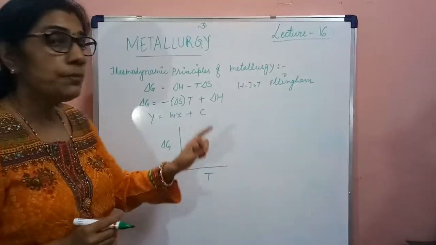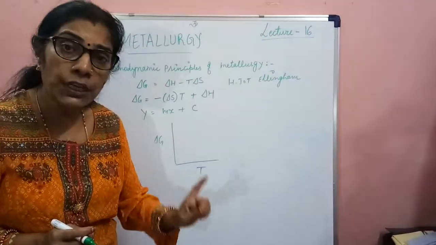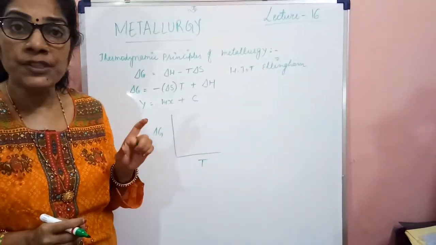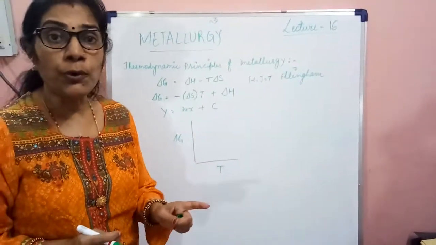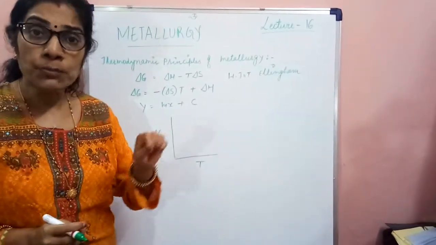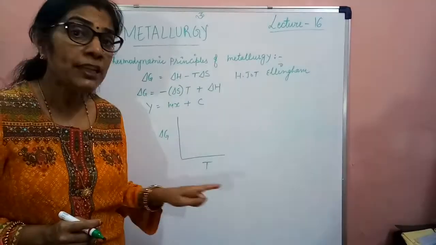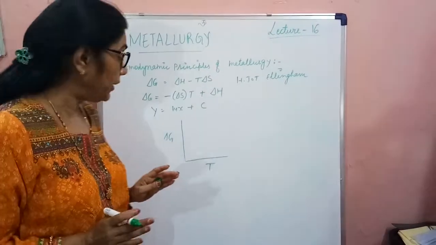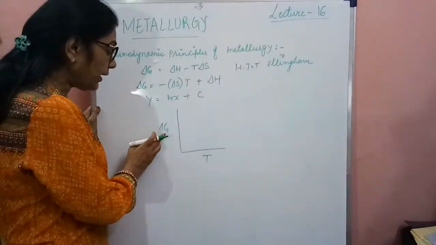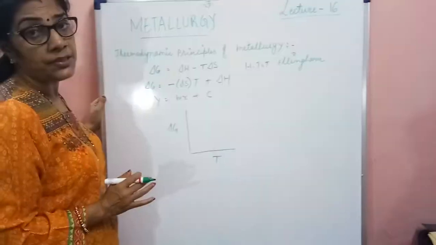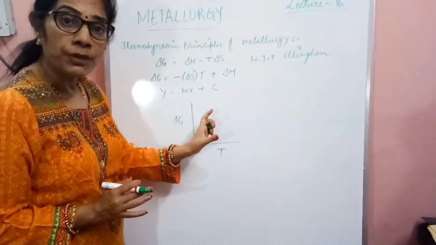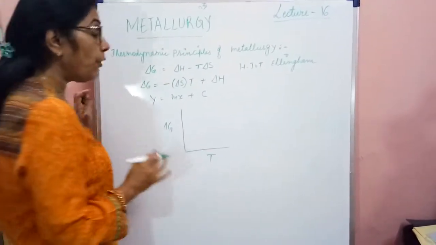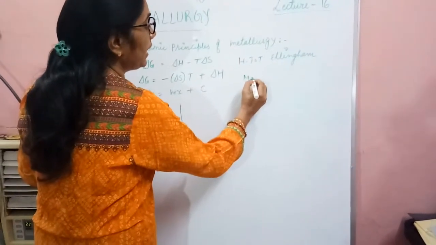This diagram, this graph is very useful because on the basis of this graph and representation we come to know which metal is more reactive or which metal oxide can be reduced by using which another metal. So if you plot a graph between delta G versus T, always you are going to get a straight line pointing towards an upward slope. Why is it so? Let's see an example.